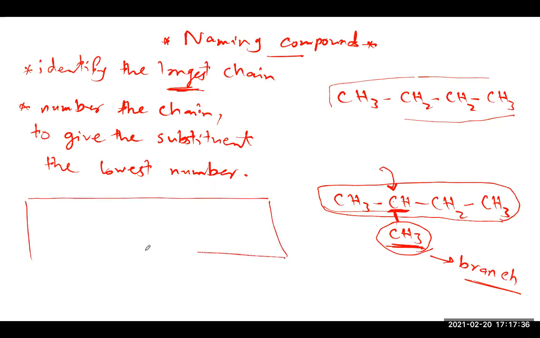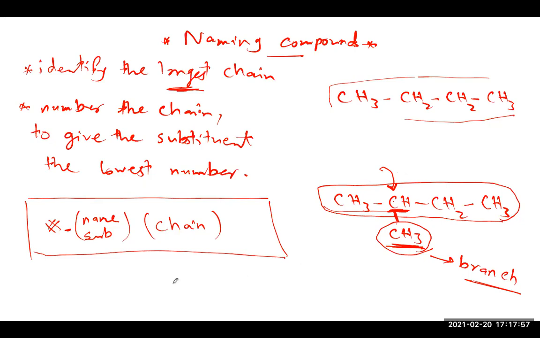Okay, and then how to write the name of the compound. We will write the name of the compound like this. First, we will put the number of the substituent, then the name of the substituent. We will put a dash between the number and the name, and then the name of the chain itself. Okay, so let's try to do one.